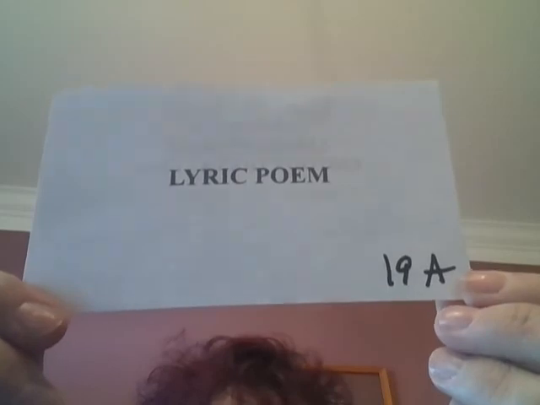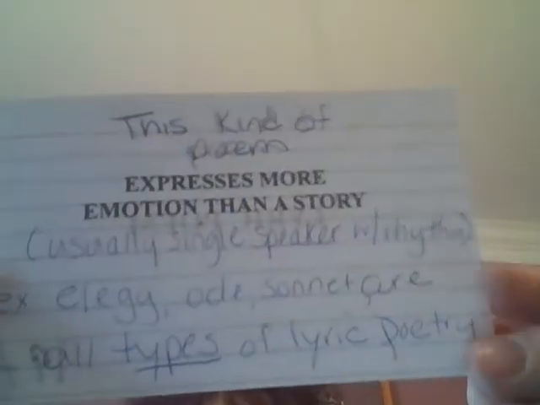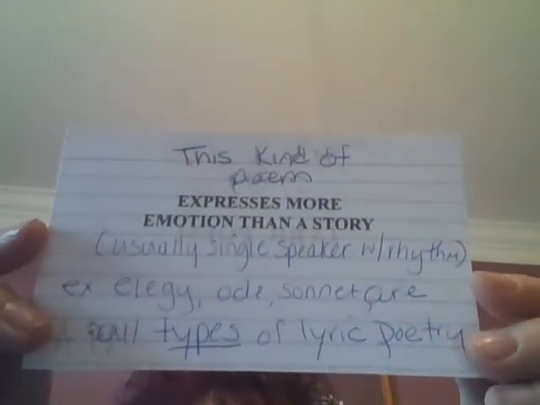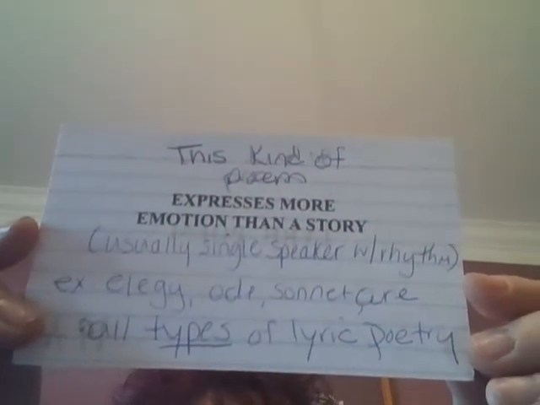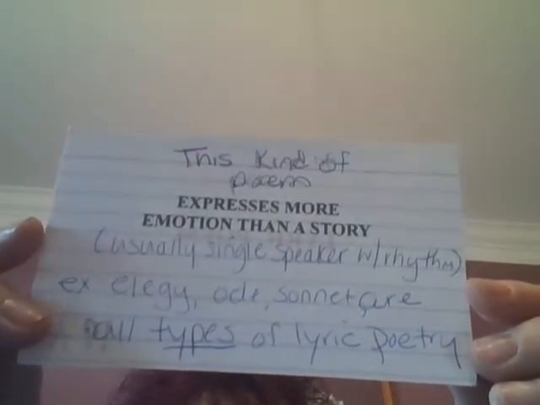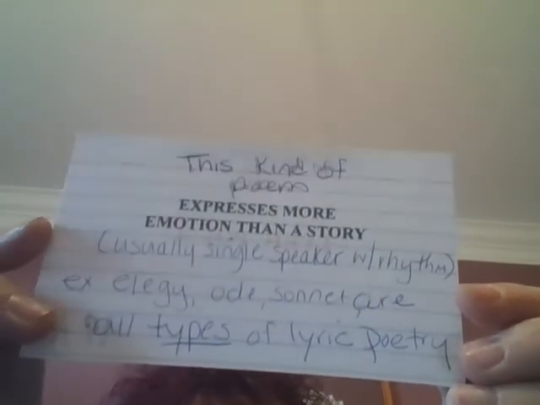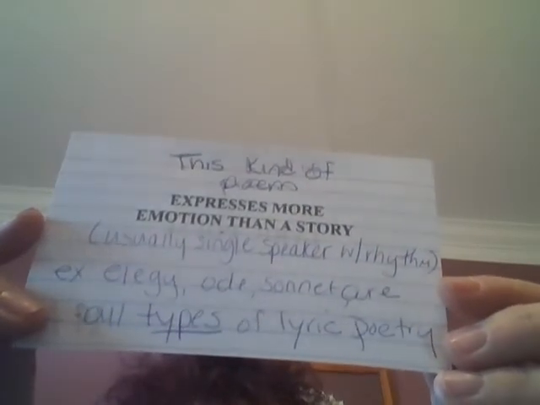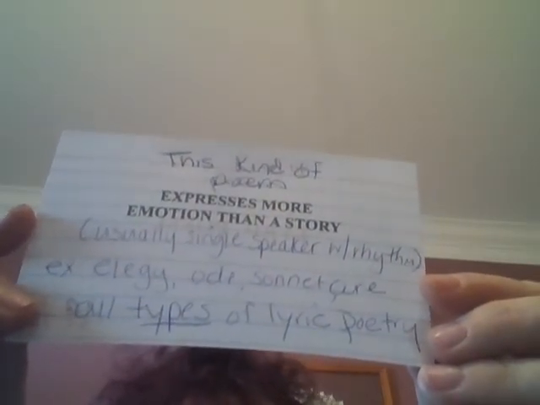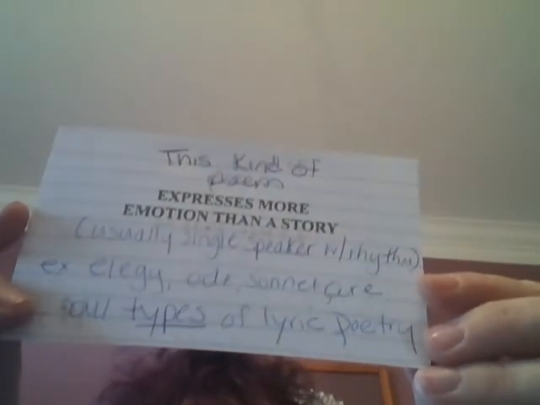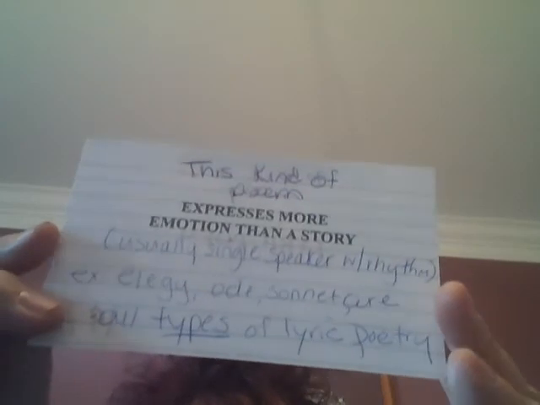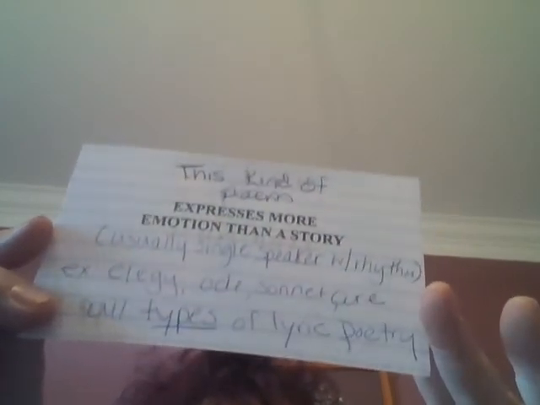A lyric poem. This kind of poem expresses more emotion than a story. It's usually a single speaker, and the poem has a sense of rhythm, but doesn't have prescribed rhyme. It can have meter, though. And so examples of a lyric would be an elegy, an ode, sometimes sonnets, even though, again, keep in mind that those have prescribed forms. So these are all types of lyric poetry.